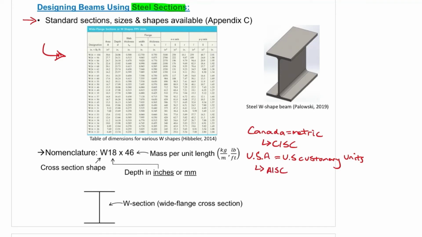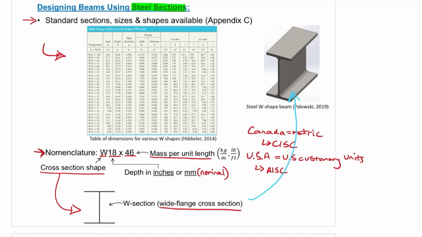Let's take a look at a nomenclature example. Here we have W18 by 46. W is the cross-section shape, and as we can see here, it is a W-section beam which has a wide flange cross-section, which can also be seen here. 18 is the nominal depth of the beam in either inches or millimeters, and 46 represents the mass per unit length.